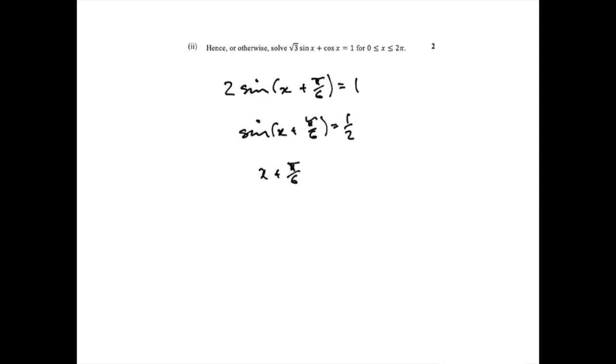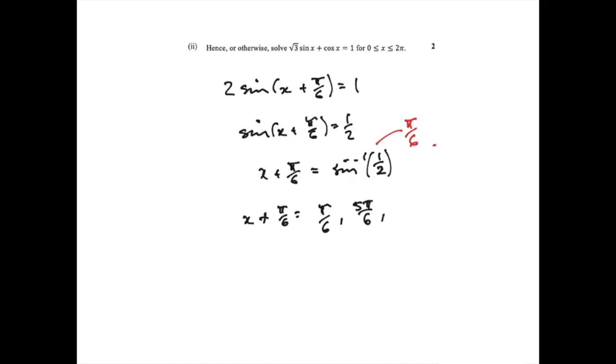I know when sine is a half. My base angle there is pi on 6. So when is it positive 1/2? Let's actually put plus pi on 6 here. So when is it positive half? So it's pi on 6, first quadrant, and the second quadrant.